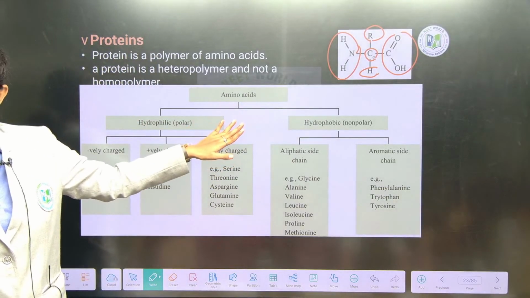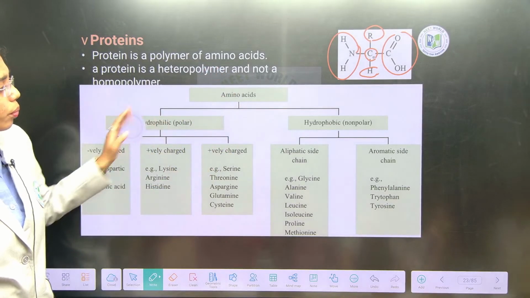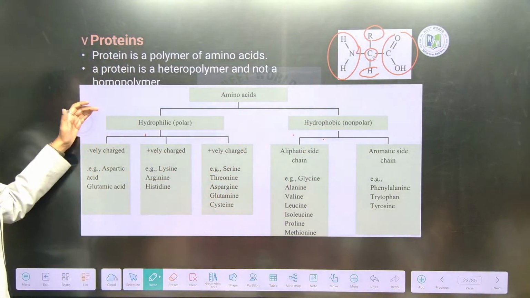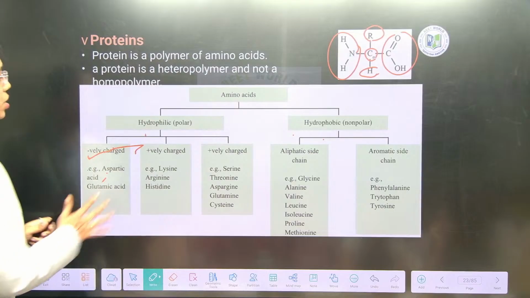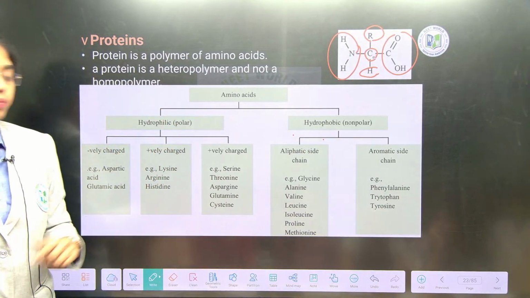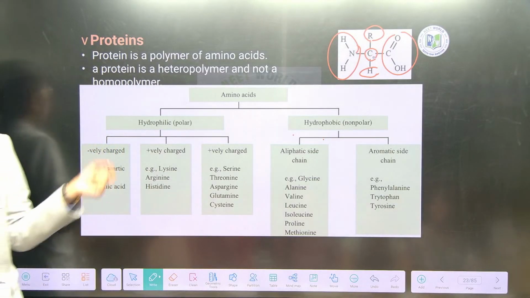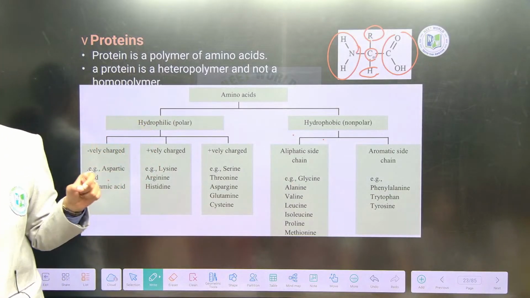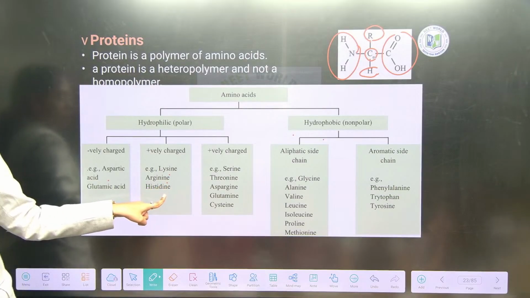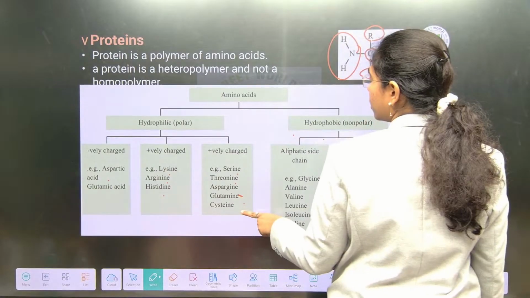Basic classification on the polarity, okay, where amino acids are classified into polar amino acids and non-polar amino acids. Polar amino acids we again have positively charged, negatively charged. Negatively charged will have less pH, okay. Negatively charged amino acids include aspartic acid and glutamic acid. Positively charged polar amino acids again includes what? Lysine, arginine, histidine, serine, threonine, asparagine, glutamine and cysteine.